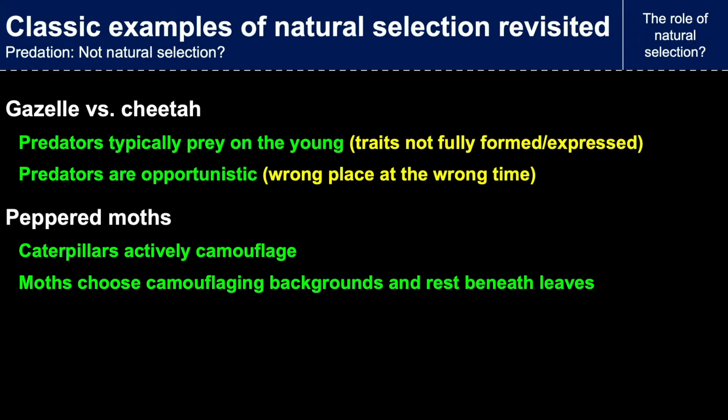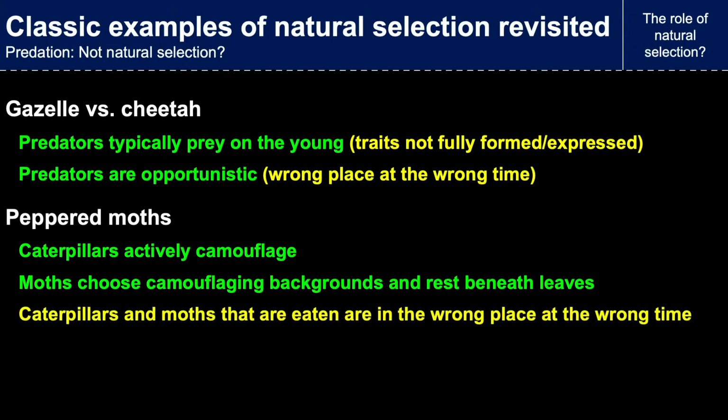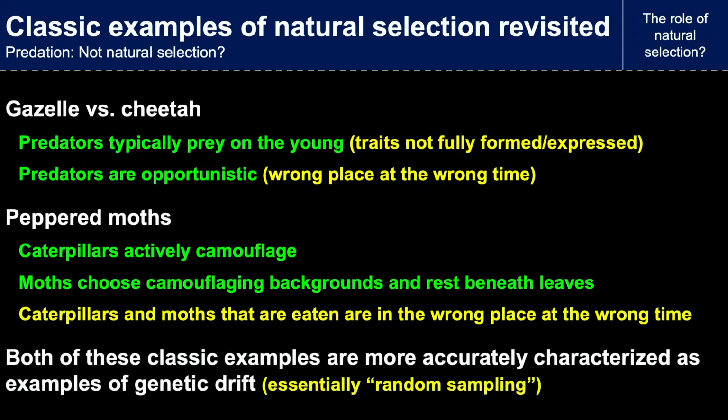So again, just like the gazelles, the caterpillars and moths that are eaten are in the wrong place at the wrong time. They're not being selected based on their camouflage, they're being selected based on whether or not they're in the right place, because the predators are opportunistic. So both of these classic examples are better characterized as examples of genetic drift, random sampling. So essentially what's happening is predation is happening regardless of their genetic traits. It has to do with their behavior and the behavior of the predators. That's what it boils down to.